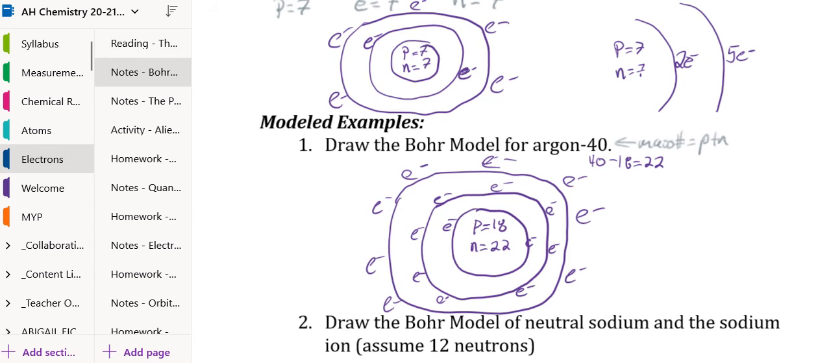Now, for some of you, you may be like, okay, fine, I can do the Bohr models like this when I need them, but that's too messy for me. I like the other way. Do what makes the most sense to you, okay?